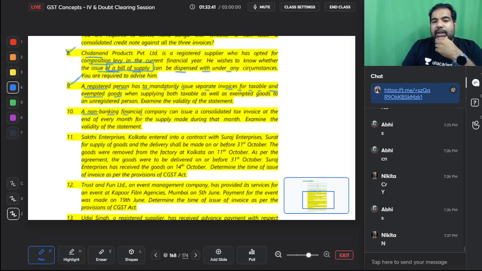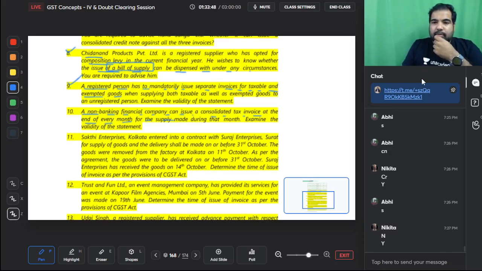A non-banking finance company can issue a consolidated tax invoice at the end of every month. Yes. For a bank, whatever document they issue can be treated as an invoice. They don't have to have serially numbered. They can issue one invoice at the end of every month.